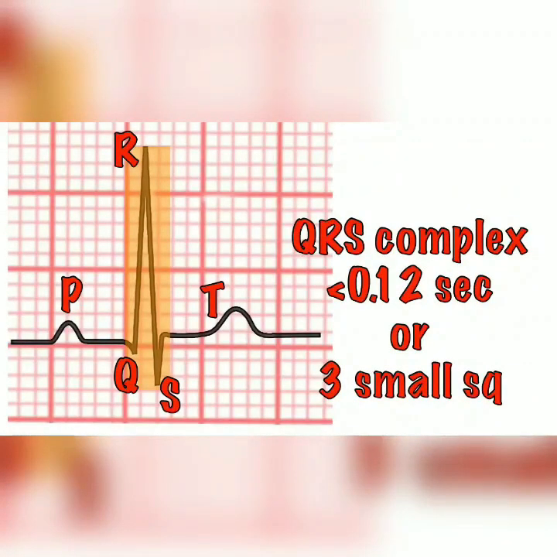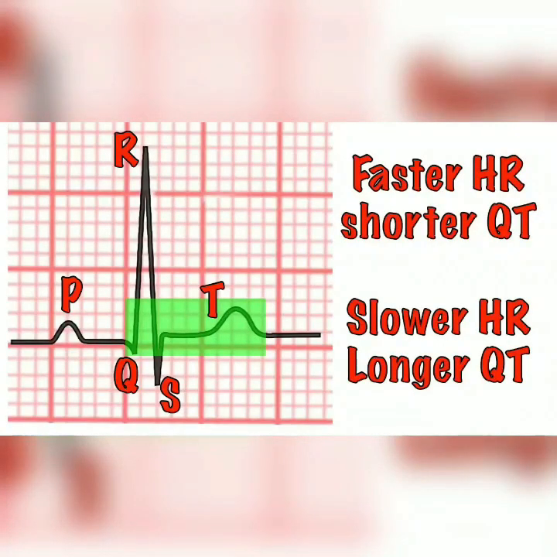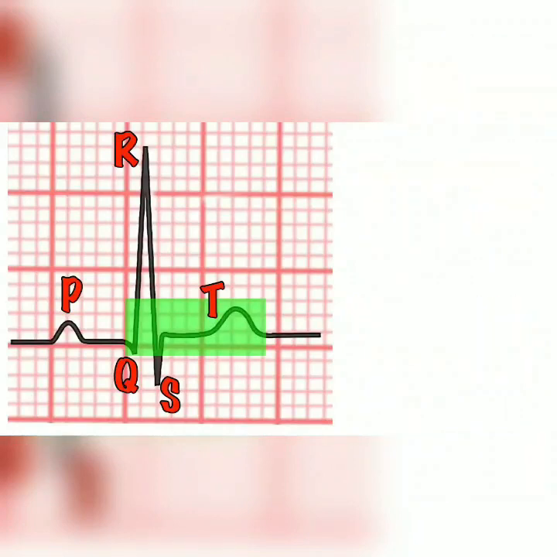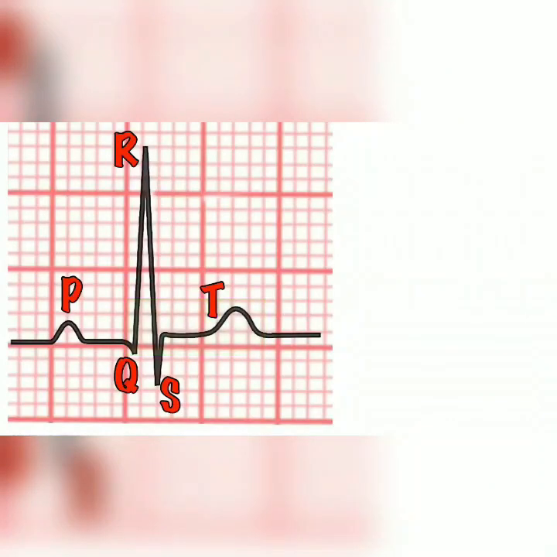It's harder to find a normal for the QT interval, which is measured from the beginning of the Q wave to the end of the T wave, as it varies inversely with the heart rate. Roughly speaking, at 60 beats per minute, the interval should be between 0.35 and 0.46 seconds, but it's far more complicated than that.